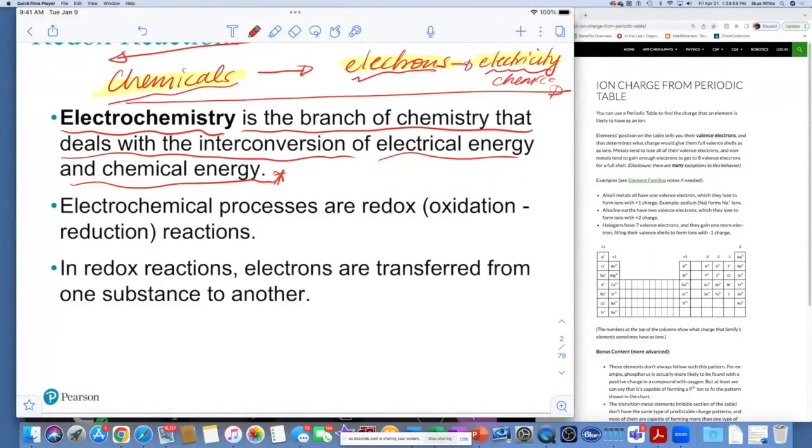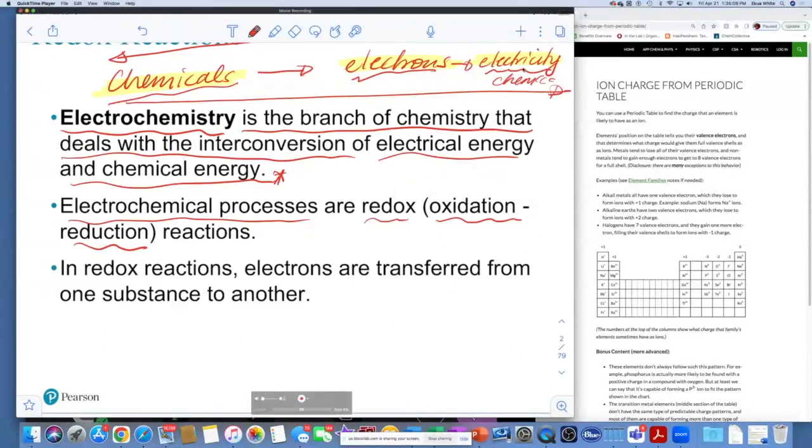So what we're going to be looking at once again is redox reactions. We're going to be looking at electrochemical processes that are called redox. You have oxidation, electron maker, reduction, electron user. I'm saying this in the beginning so when we get to it, we're more familiar with the process, okay?